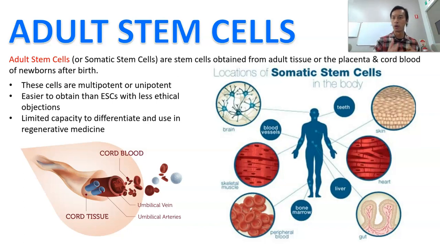So these cells are either multipotent or unipotent, right? They're easier to obtain than embryonic stem cells and therefore have less ethical objections, but their capacity to differentiate is more limited, and you can't use them for as many things. For example, neurodegenerative diseases, you can't tackle that with adult stem cells. But you can see that, from all the different sources, from teeth, blood vessels, liver, bone marrow, and so forth, all obtaining these adult stem cells.